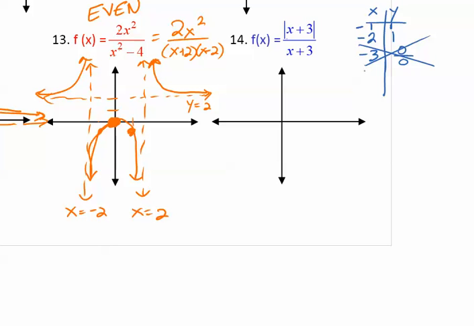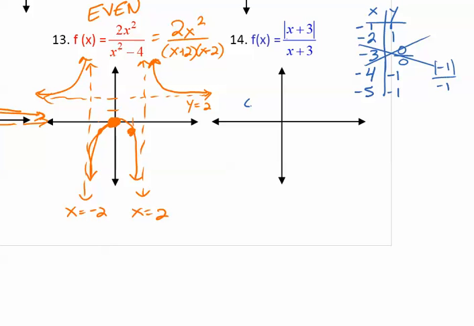And if we choose a value like -1, we would have the absolute value of 2 over 2, and that's also 1. And as soon as we get to the other side here, think about putting -4 in here, we would have the absolute value of -1 compared to -1. So now we flip-flop, and all of these values would give us -1.